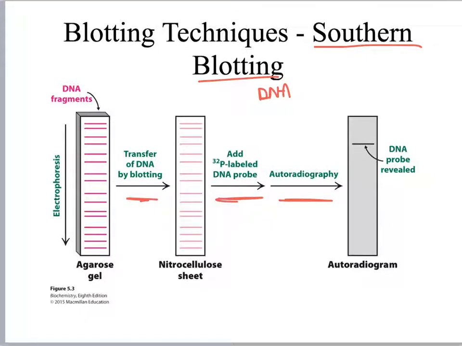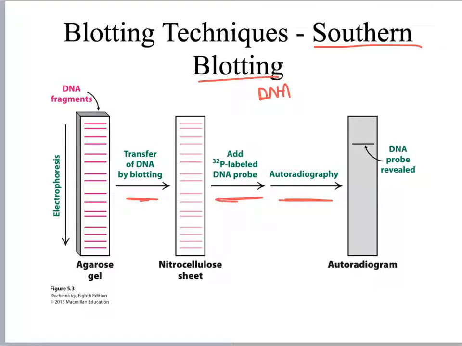So the gel is transferred to nitrocellulose sheet. The position of the DNA fragments is preserved during that transfer process. That nitrocellulose is exposed to a label. Here it's radiolabeled, a radioactive isotope. It could also be a fluorescent probe that's used there. The probe hybridizes with the fragment of DNA that has the complementary sequence to it, so it allows us to look at a particular portion. Then some type of imaging can be used to identify the position of that particular fragment of interest.